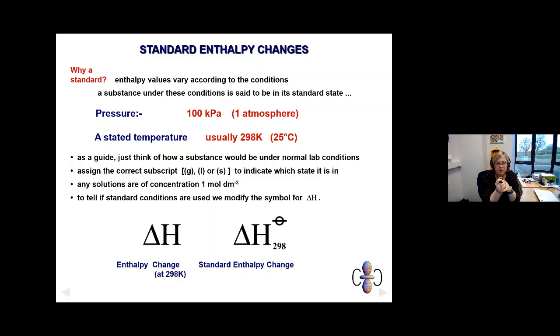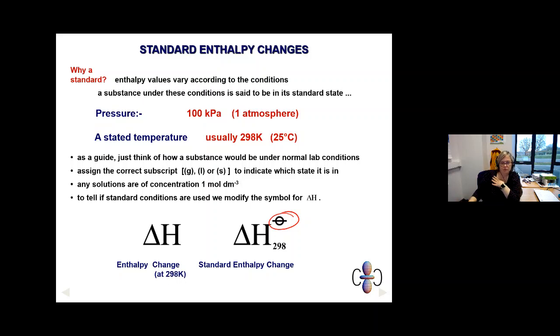As a guide, just think of how a substance would be under normal lab conditions. Assign the correct subscript then, so make sure that you're clear in standard form: is it likely to be a gas, a liquid, or a solid, to indicate what state it is. If you have a solution, then it's important that you are clear that it has to be at a concentration of 1 molar. And if the standard conditions are used, we modify the symbol to delta H standard. So we use this symbol here. That signifies standard conditions have been accounted for.